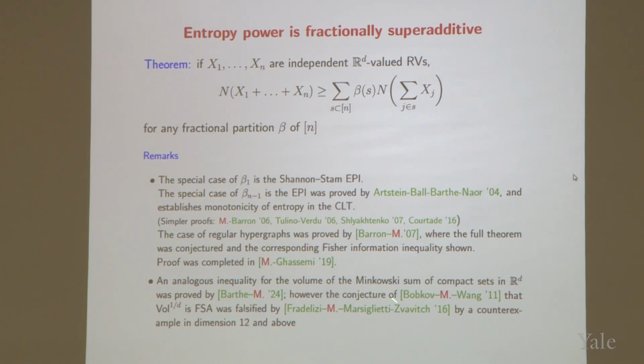But nonetheless, it turns out that the natural conjecture here should be that it's not the volume that's fractionally superadditive, but the volume to the 1 over d that's fractionally superadditive, because that's the analog of entropy power. And that conjecture, which was made in another paper with Bobkov and Wang, turns out to be false. There's a counterexample in dimension 12 and above, which we discovered with Fradelisi, Marsiglietti, and Zvavitch. And that question is related to interesting questions in geometry, which would be fun to talk about, but not today.